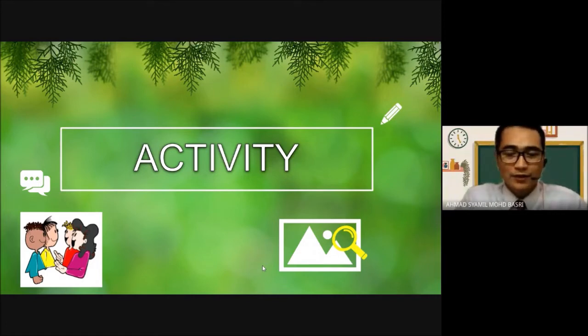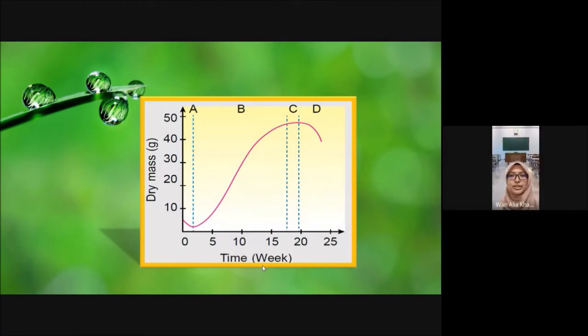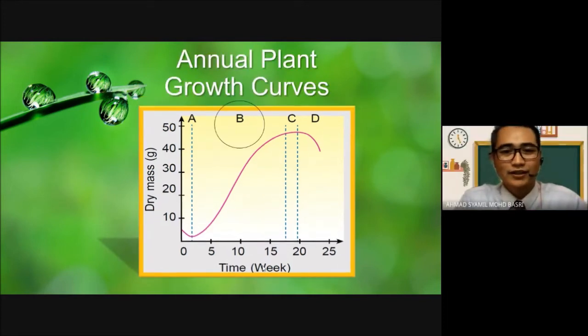So let's start with the first group, the Jasmine group. Here is the picture. From the picture, I would like to ask Wan Alia, as you can see from this picture, what does this picture show? And what is an example of the plant, other than those in the textbook? It is the annual plant growth curve, and the plant is corn. Yes, that's correct. This is an annual plant growth curve, and corn is also correct because it grows once and then dies.